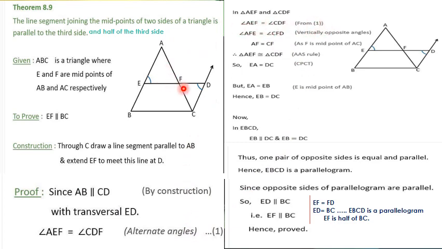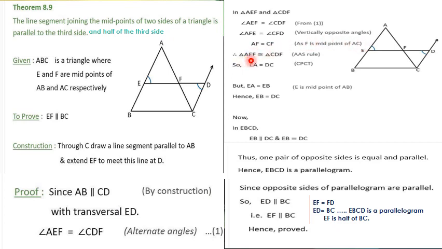Now if you consider these two angles, they are vertically opposite angles and they will be equal. That is, angle AFE is equal to angle CFD. The reason is vertically opposite angles. AF is equal to CF because F is the midpoint according to the statement. So AF will be equal to CF. F is the midpoint of AC will be the reason, or you can write it as given.